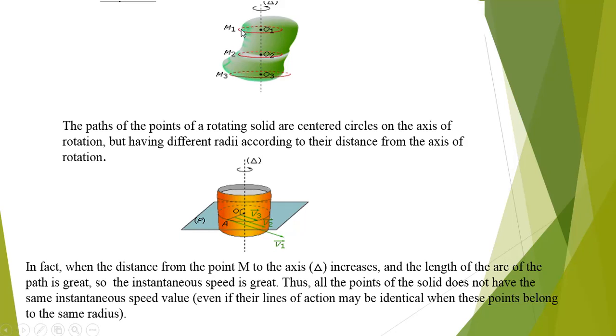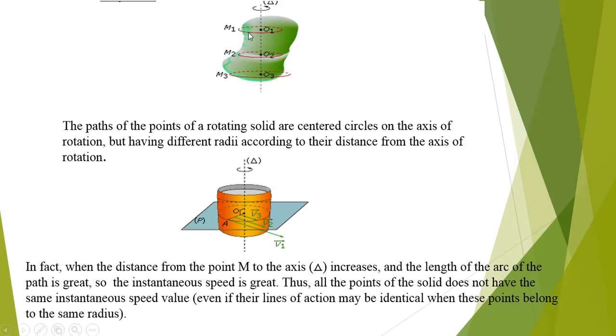O1 is the center of the circle described by M1. O1 is located on the axis of rotation. And O2, the center of the circle described by M2, is located on delta, so on the axis of rotation. And O3, the center of the circle described by M3, is located on the axis of rotation. So the paths of the points of a rotating solid are centered circles on the axis of rotation, but having different radii according to their distance from the axis of rotation.